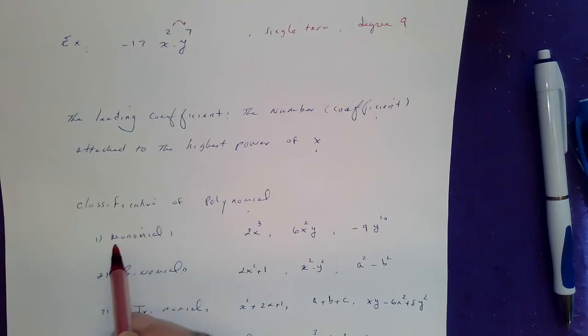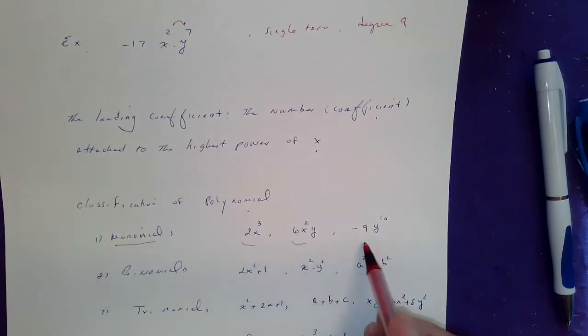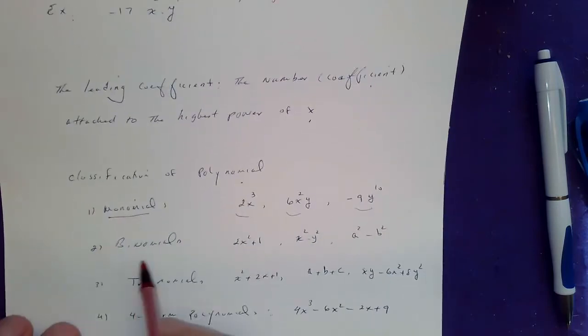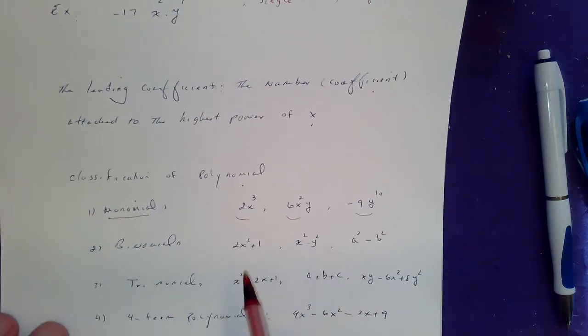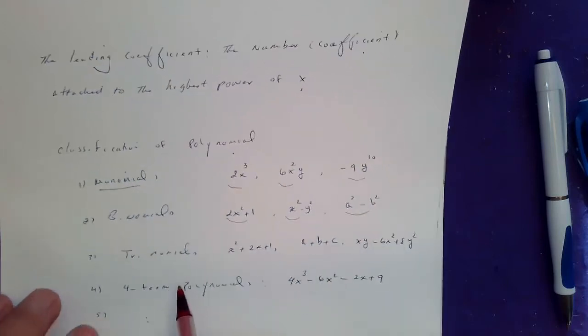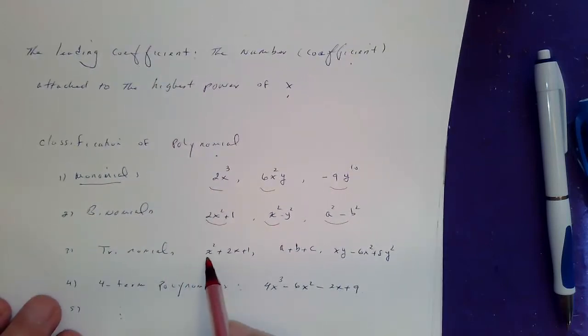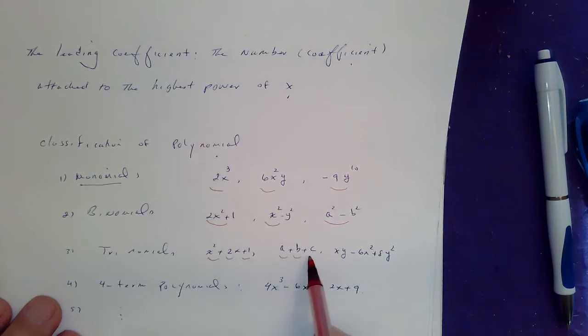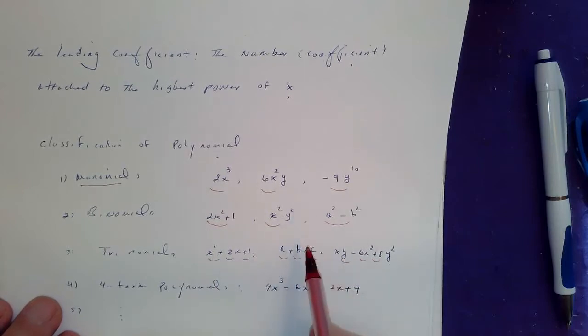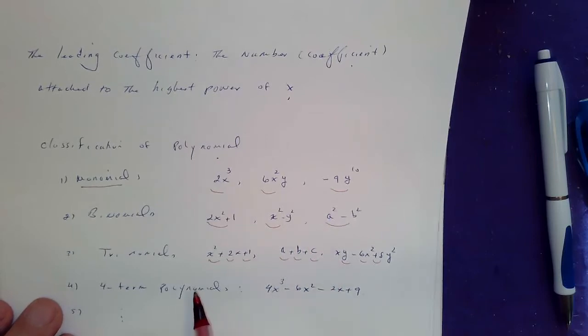So we have monomials. Mono means one, so those are like single terms. Binomial, bi means two in algebra, so that means you got two terms. Trinomials, that means three terms, so you got three terms. Do you all see it? These are examples of monomial, binomial, trinomial.